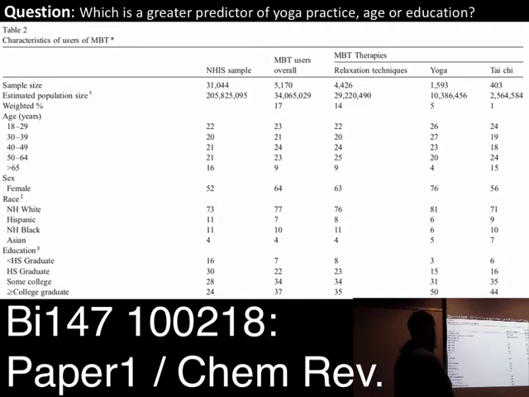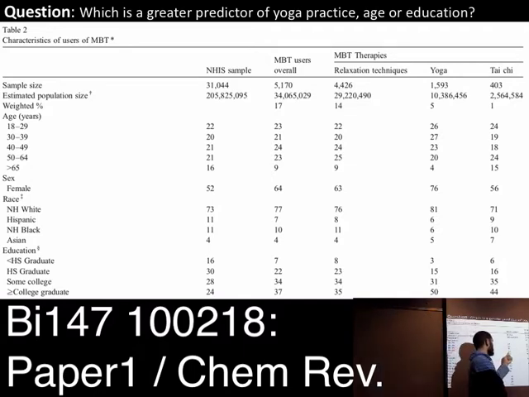Yeah. So, how about this one? Let's look at these people. 21% of the general population is between 50 and 60. 21, no, I'm sorry, 20%, did I do that right? Yeah. 20% of mind body therapy people do yoga. Those are pretty much the same number, right?